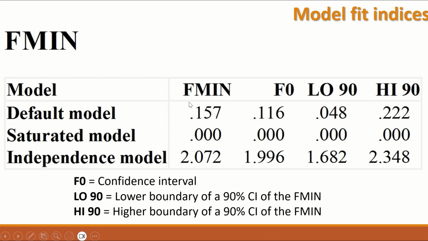the FMIN is given here, and the lower boundaries for 90% and higher boundaries are given here, and the FMIN value fits between these lower and higher.